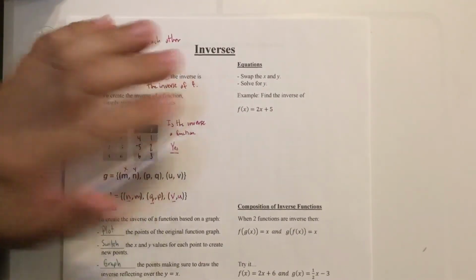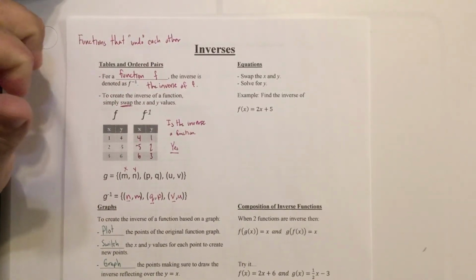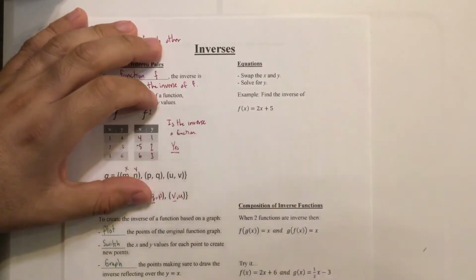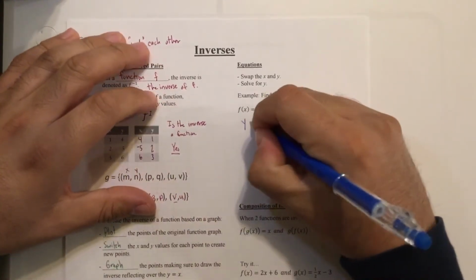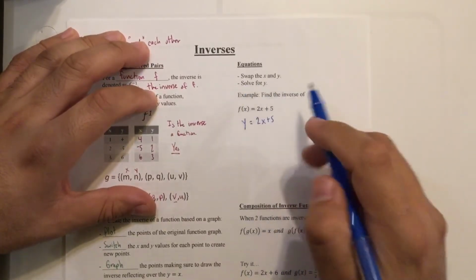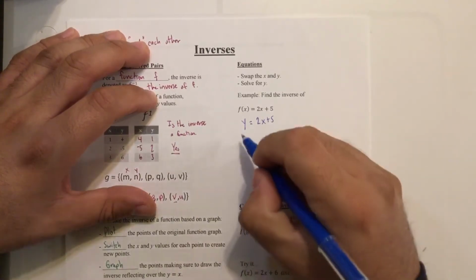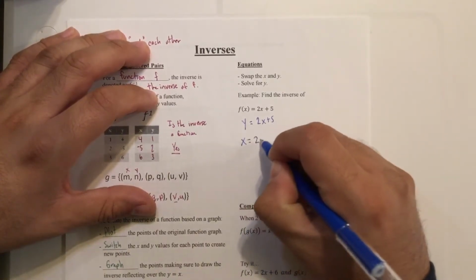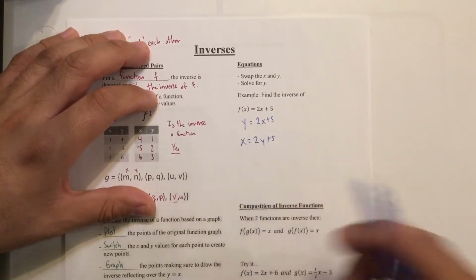For the equations, it says to swap x and y, and then you solve for y, and it is actually that quick. So f of x is really y, so we're going to change f of x to y equals 2x plus 5. Now, first step says swap x and y. You don't swap numbers, you only switch the letters. So x equals 2y plus 5. Notice I didn't move the 2, it was just the x and y switch places.